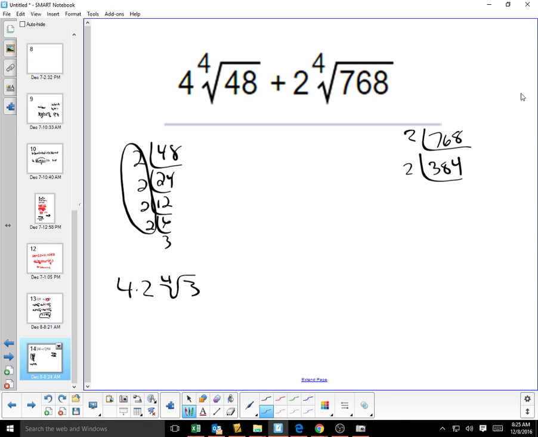Divide that by 2. It's going to be 192. Divide that by 2. You're going to get 96. Divide that by 2. You're going to get 48. Divide that by 2. You're going to get 24.